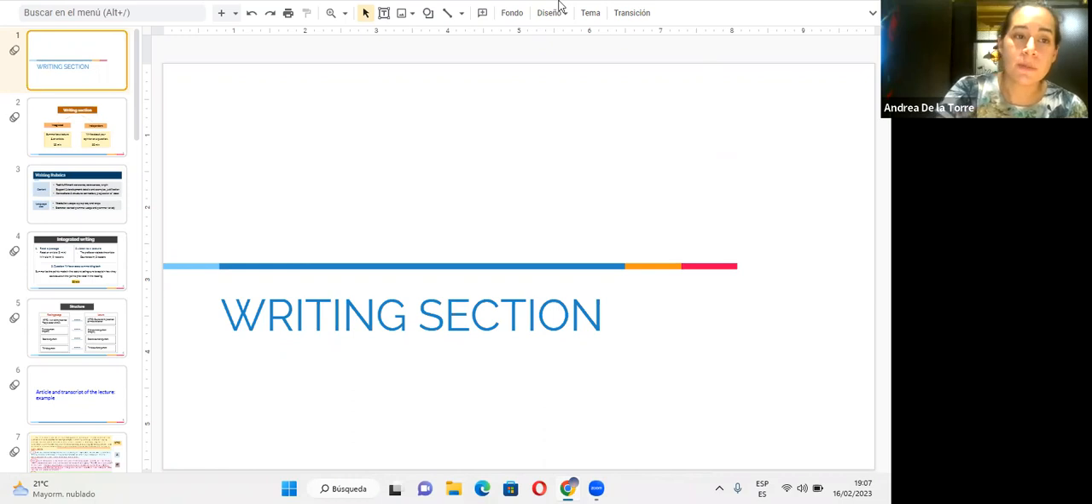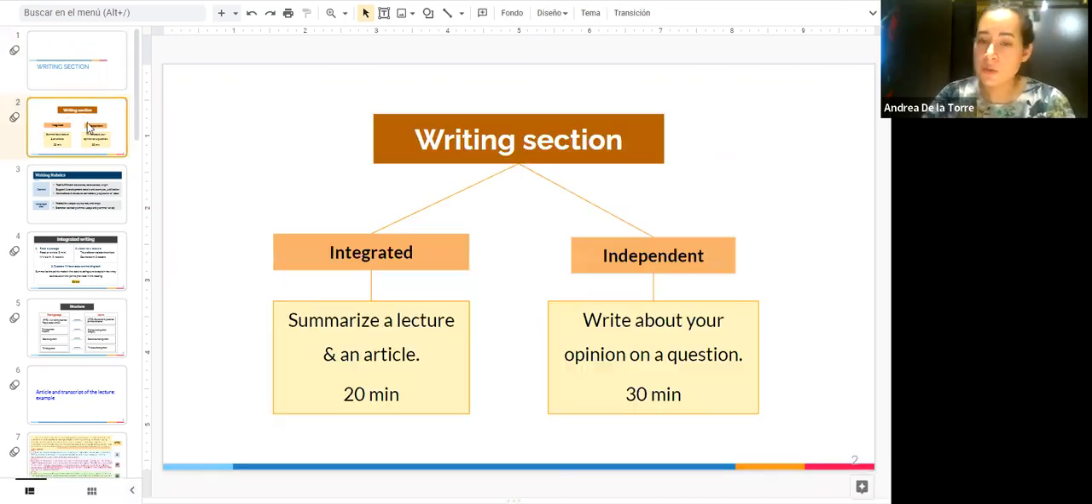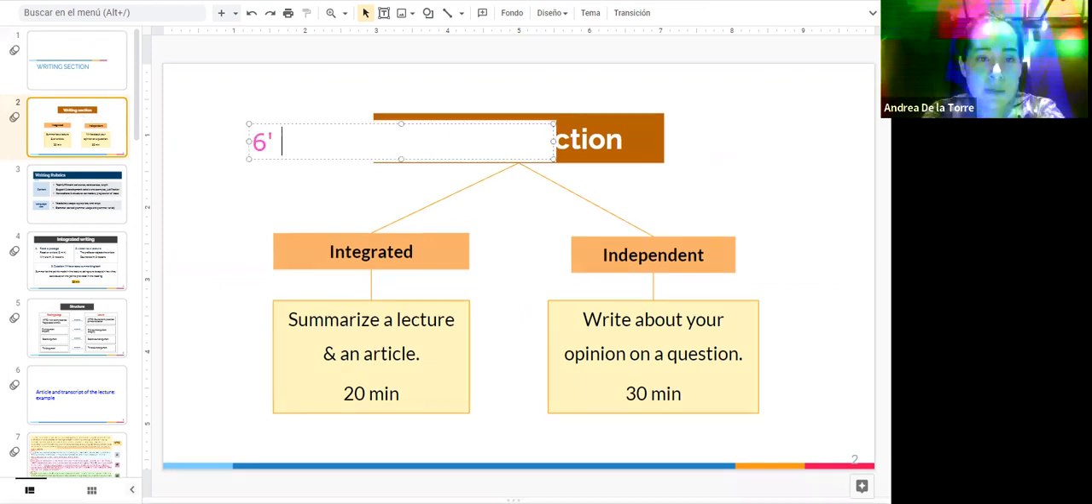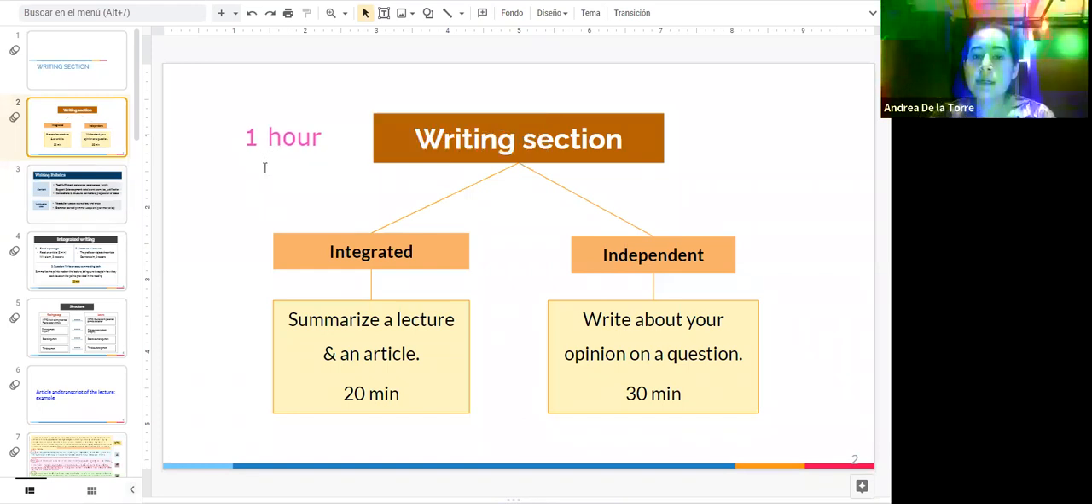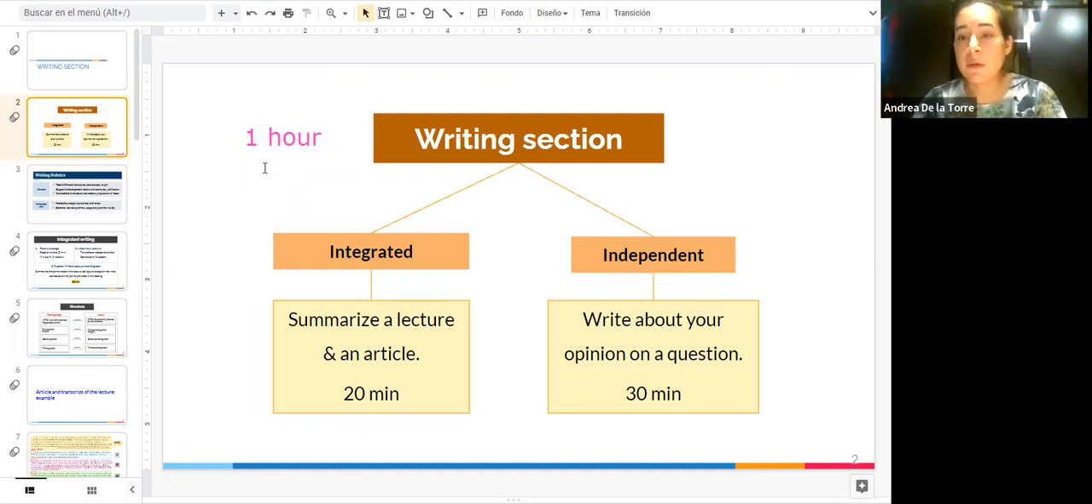Now the writing section. The writing section has 2 questions. The whole writing section is going to be about 60 minutes, 55 to 60 minutes. You're going to spend 1 hour in the writing section. And this writing section contains 2 questions. So in the speaking, we have 4. In the writing section, we have only 2 questions. You still have integrated and independent questions.